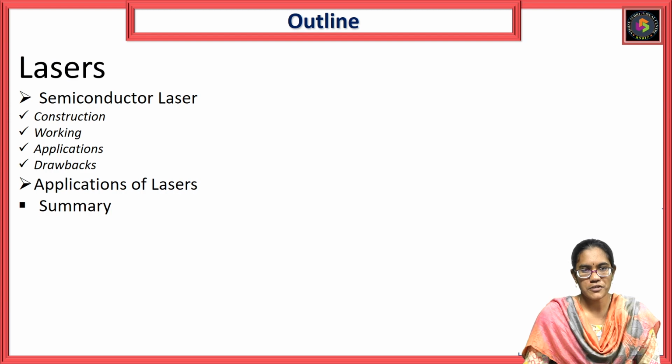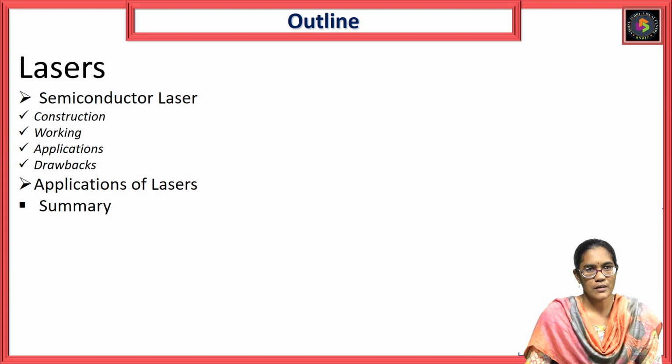The outline of my presentation goes like this. First, I'll discuss the semiconductor laser, types of semiconductor laser, and its construction, working, applications and drawbacks. After that, I'll discuss the applications of lasers in many fields. I'll explain the applications of lasers in major fields. Finally, I'll summarize today's class.